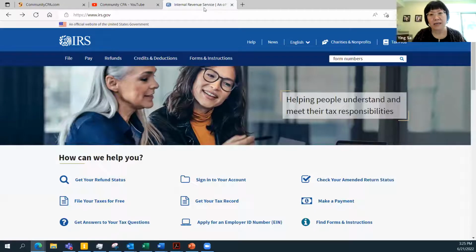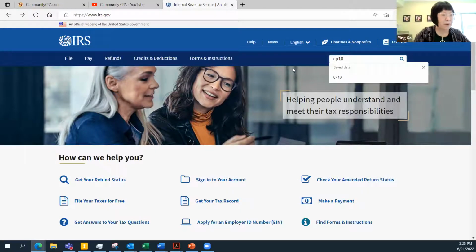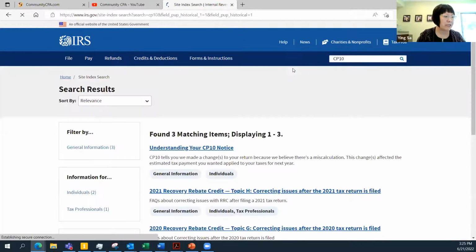You just don't know what that is, and you want to know. All you need to do is type in the letter and number. So let's say we say CP10. Remember, that was the first one we were looking at. So I'm looking for CP10.